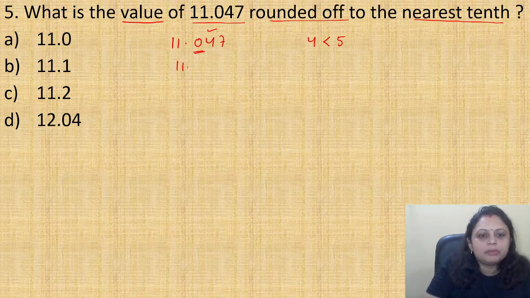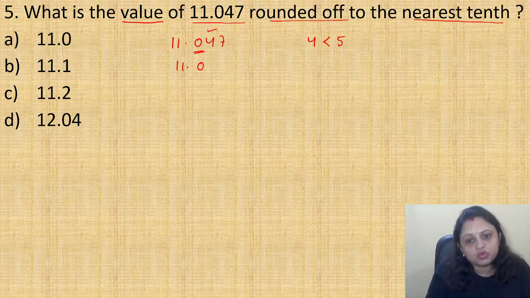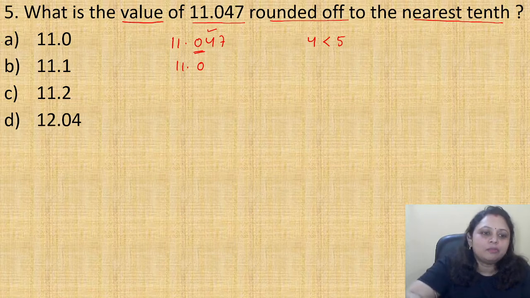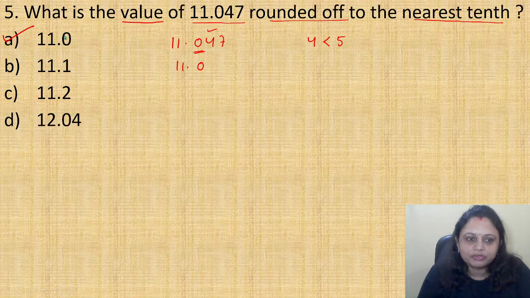Okay, so it will be 11.0 only, right? If the hundreds place digit is more than 5, then we can change this 0 to 1. Otherwise, it will be 11.0. That's why the correct answer is option A, 11.0, right?